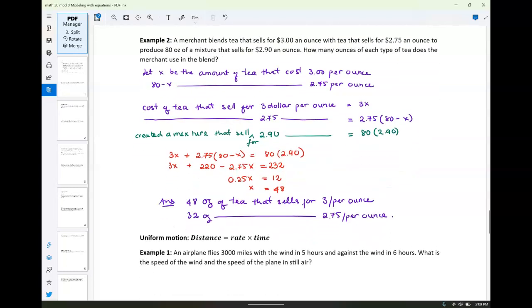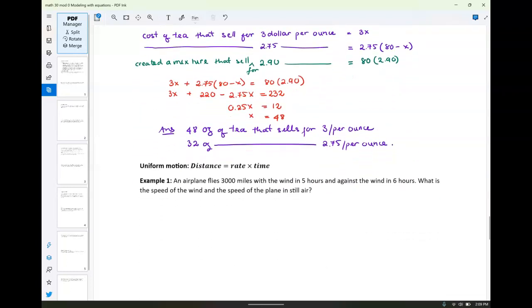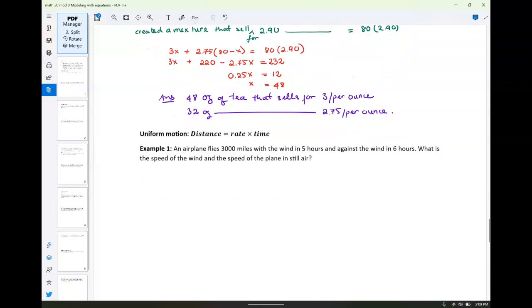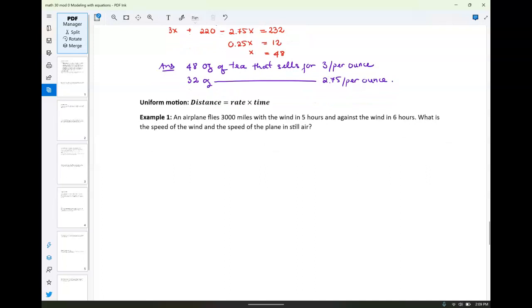Let's move on to the next type of problem, the uniform motion. Here we have distance equals rate times time. An airplane flies 3,000 miles with the wind in 5 hours and against the wind in 6 hours. What is the speed of the wind and the speed of the airplane in still air?